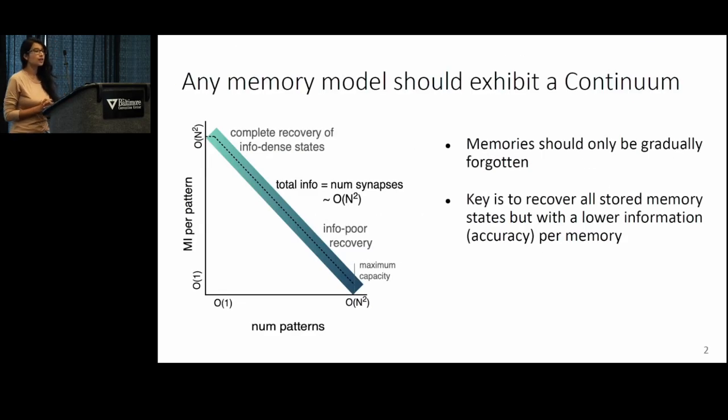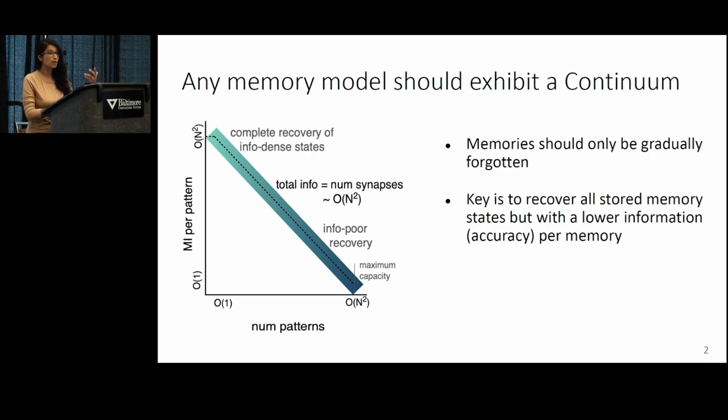Any memory model should exhibit a memory continuum. And what do I mean by a memory continuum? Any network has an upper bound on the total information you can store in that network, and that's given by the total number of synapses in the network. And so ideally, a memory model should be able to store few memories with complete recovery of all memory states.